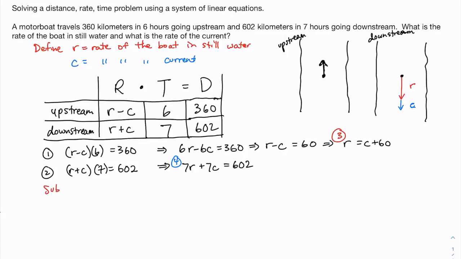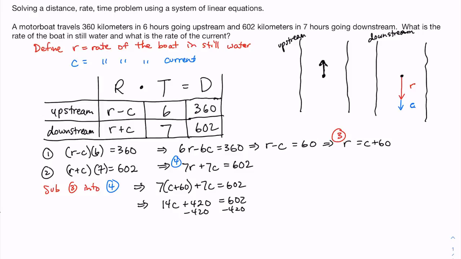I'm going to sub 3 into 4. Seven times r, but that's c plus 60, plus 7c is equal to 602. What does that mean? This means we have 14c plus 420 is equal to 602. Balance. 14c is equal to, let's see, 2, 5, 8, 182.